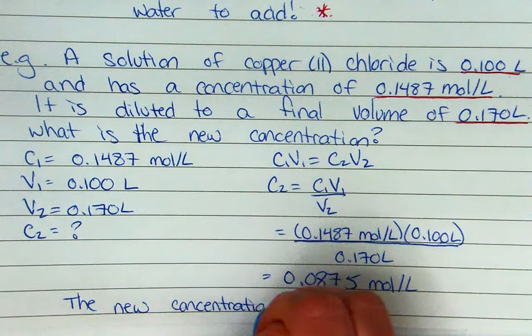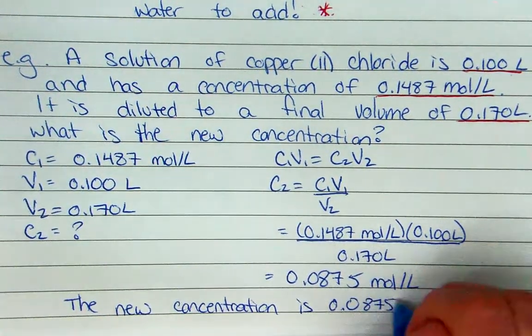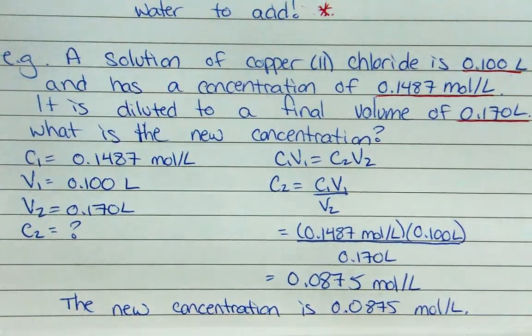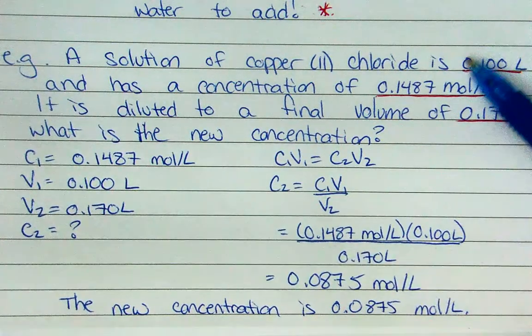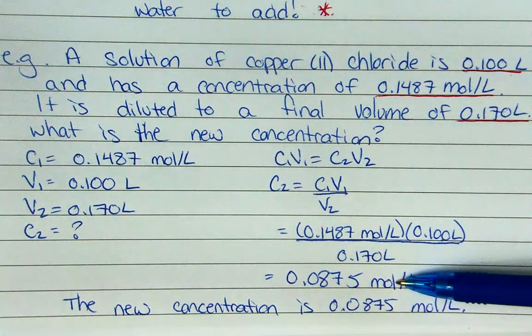The new concentration is 0.0875 moles per liter. And we can just check, does this make sense? The concentration has reduced from the initial. That makes sense because the volume increased, which means we added more water. We diluted it. If you got a higher concentration, something went wrong.